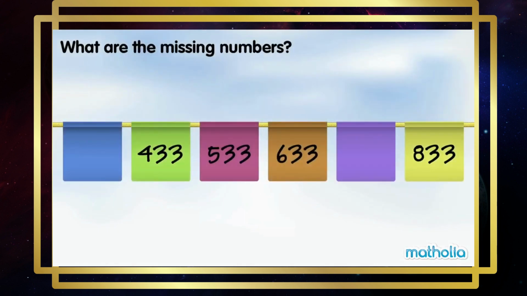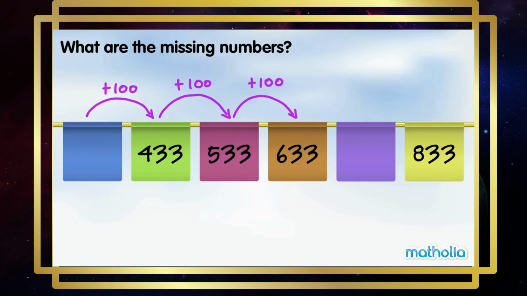What are the missing numbers? 433 plus 100 is 533. 533 plus 100 is 633. In each step, the numbers go up by 100. This number, plus 100, equals 433. The missing number is 100 less than 433. 100 less than 433 is 333. 633 plus 100 equals 733. The missing numbers are 333 and 733.